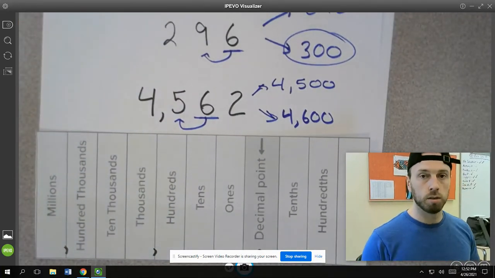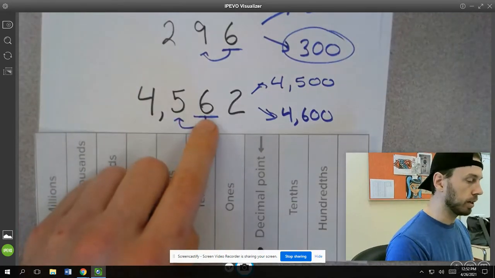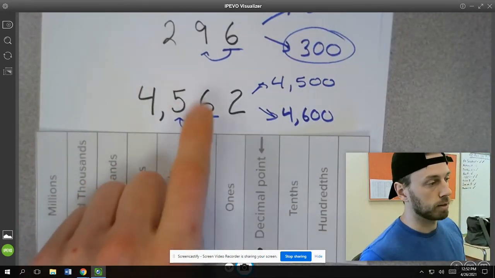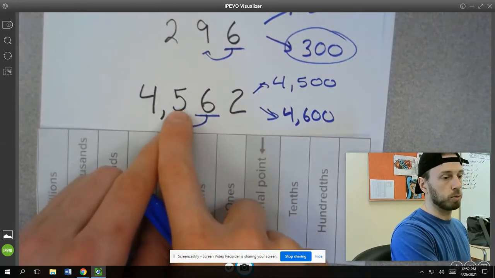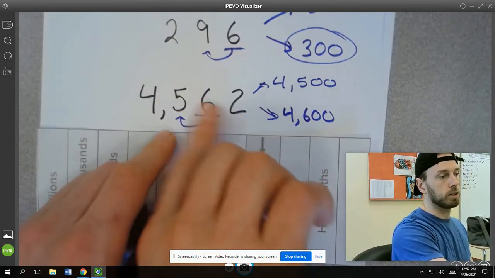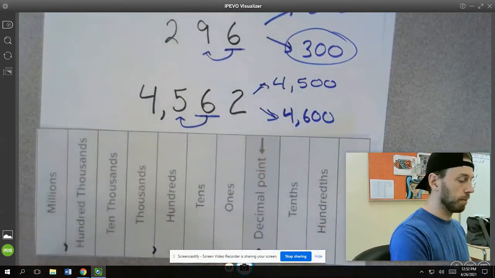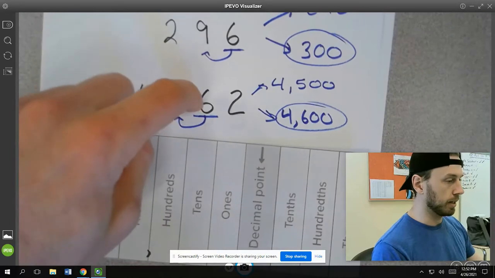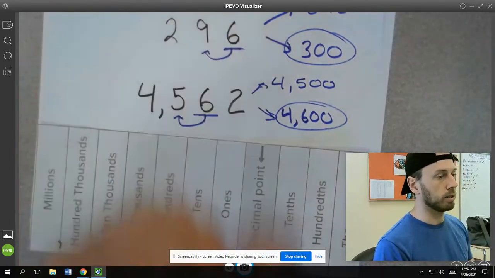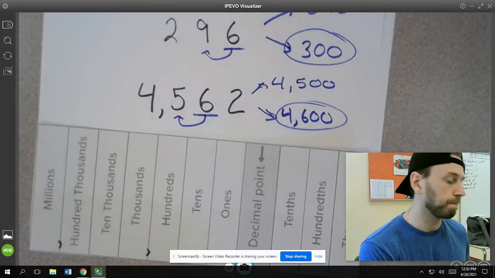We base this on whether this number right here is a 4 or lower or a 5 or above. And it's clearly a 5 or above. So that means we bump this number up. This 5 bumps up to a 6, and the rest of this just becomes zeros. So this will become 4,600. And you can clearly see that this is closer to 4,600 than it is to 4,500.